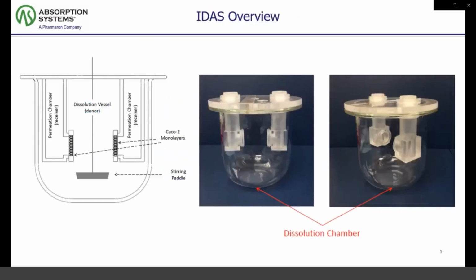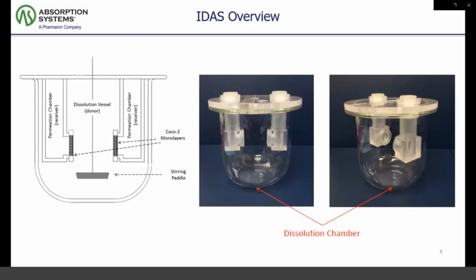And this is IDAS. It's an in vitro system for simultaneously assessing the dissolution and permeation of solid formulated drug products, either tablets or capsules. IDAS consists of a 500 ml dissolution vessel containing 2 permeation chambers, 8 ml each, and at the interface between the dissolution chamber and each permeation chamber is a polarized monolayer of human intestinal Caco-2 cells.